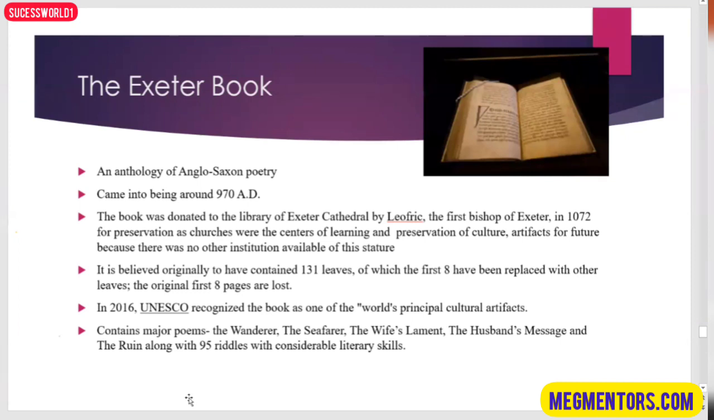Back then, churches and monasteries were the centers of learning and education, art and everything, and they were responsible for preservation of texts and whatever important documents of those times. So this book was donated to the cathedral so that it survives into posterity. It is believed originally to have contained 131 leaves, of which the first 8 have been replaced with other leaves because the original 8 pages have been lost. So this idea of pages and archives being lost gives us a very incomplete picture of the history of those times.